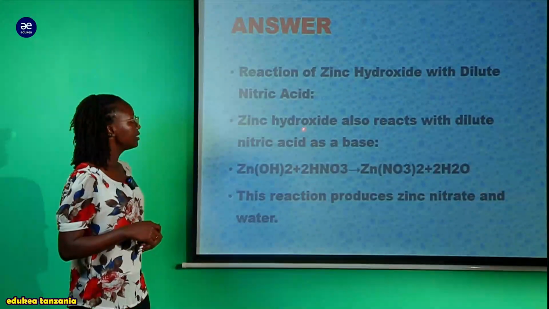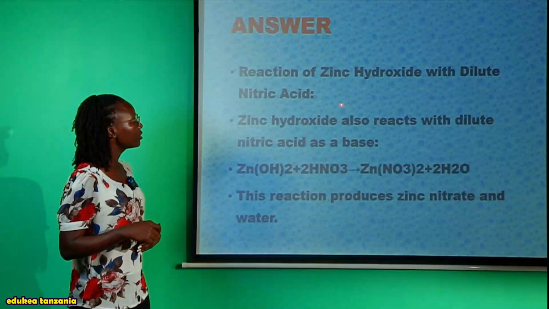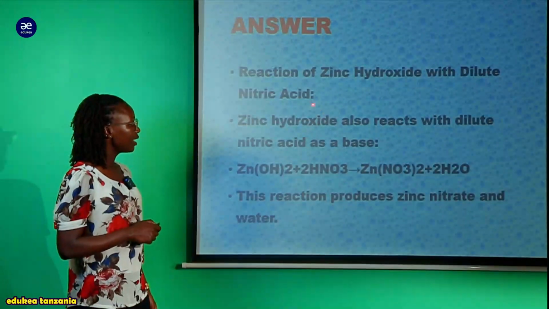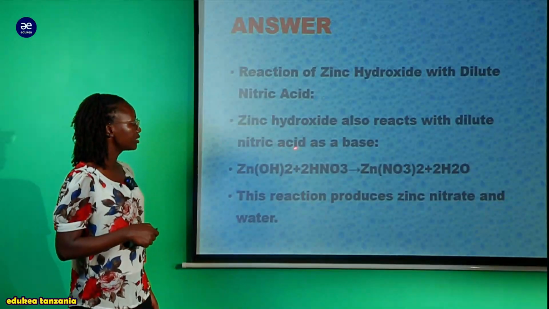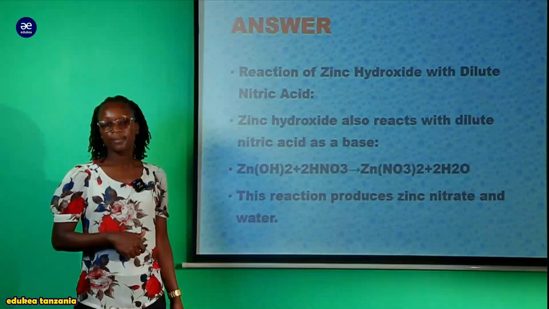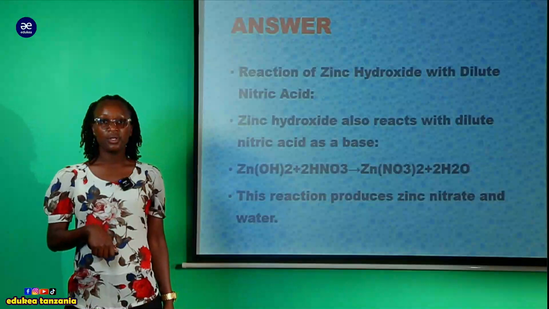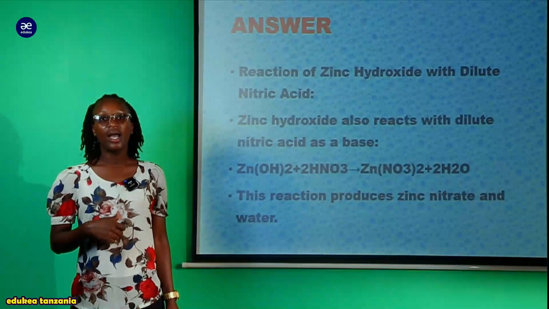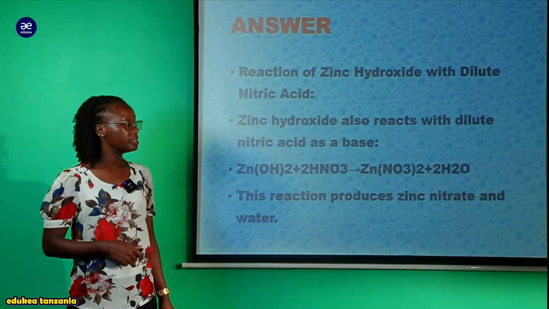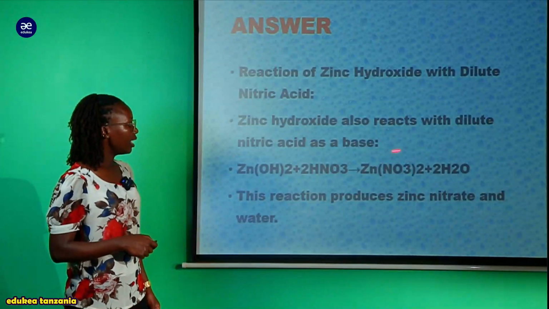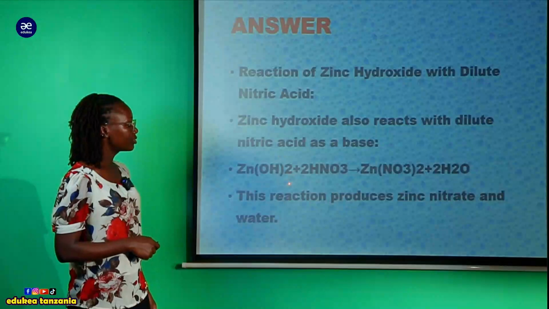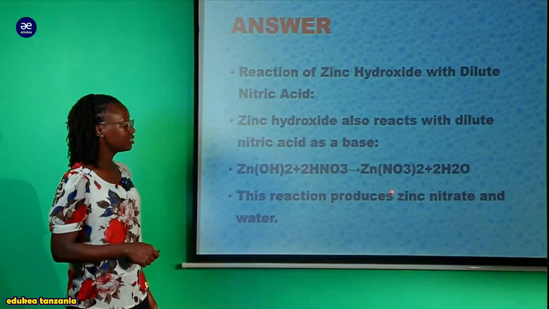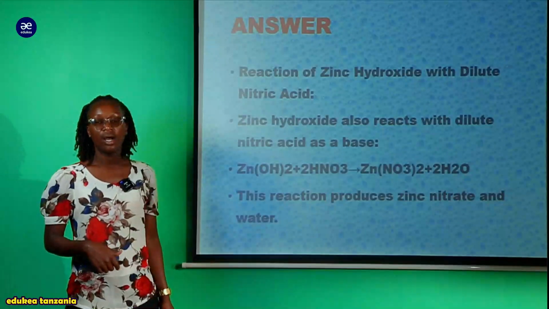Therefore, let us start with zinc hydroxide with dilute hydrochloric acid. Zinc hydroxide also reacts with dilute nitric acid as a base. So zinc hydroxide acts as a base once it reacts with dilute nitric acid. Particularly, you can see here, this is our equation. This is zinc hydroxide, this is 2 moles of nitric acid, and we are going to have zinc nitrate and 2 water molecules.